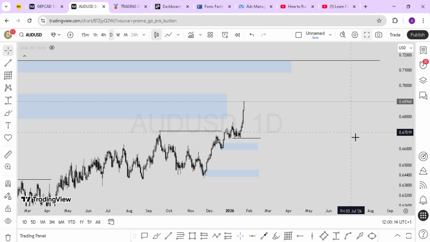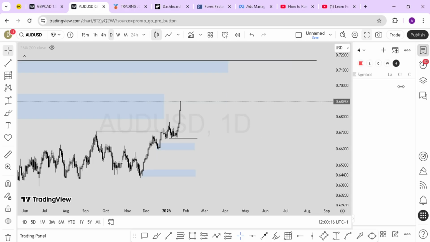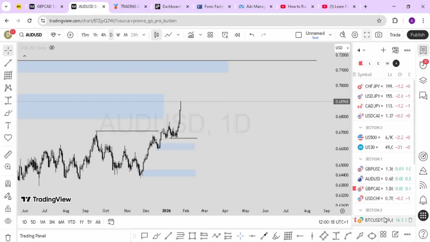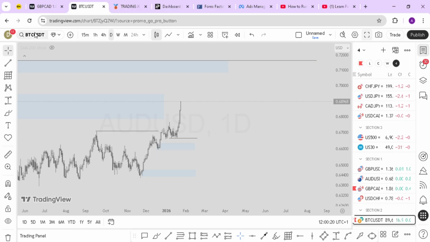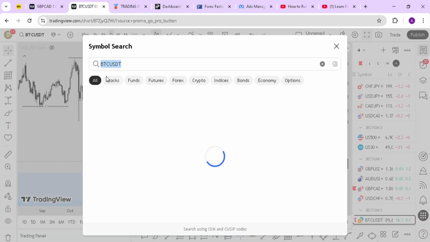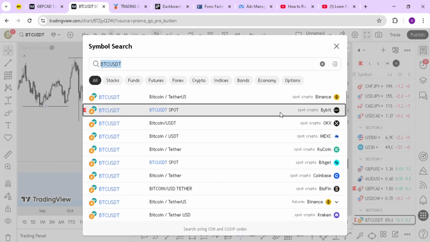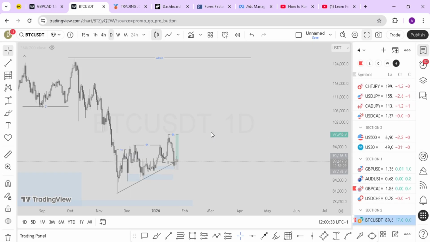And the final one I want to check is Bitcoin. I like to check Bitcoin and see what it has been doing for a while. I think I did an analysis on it some time ago, so let me just use the one I haven't marked.